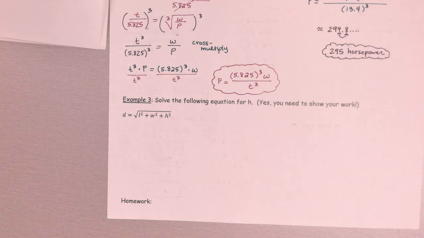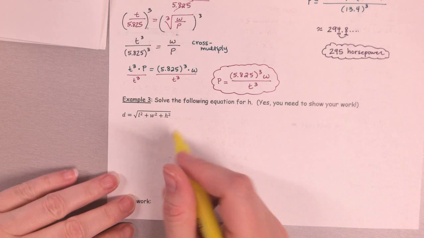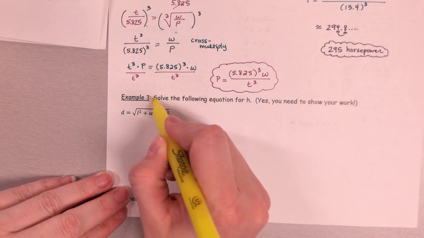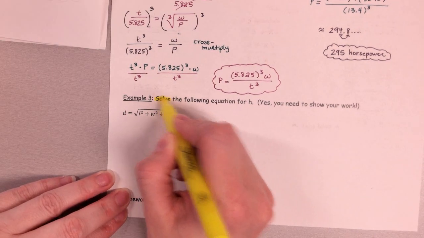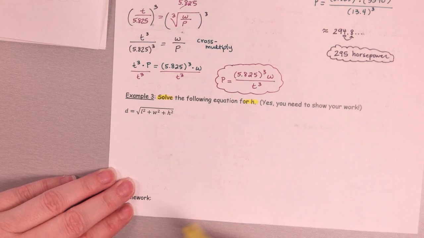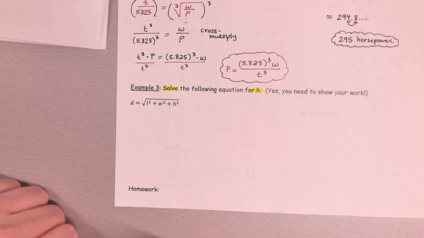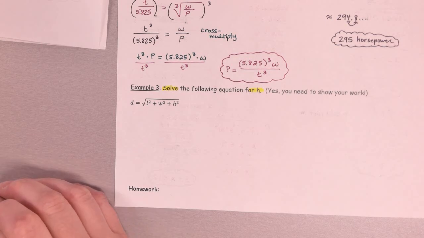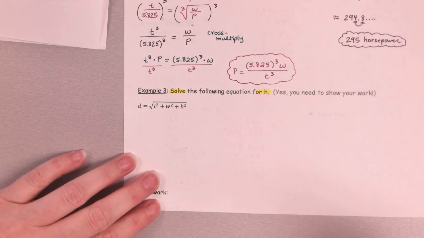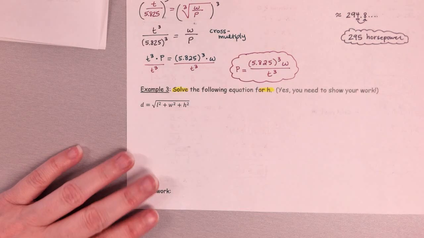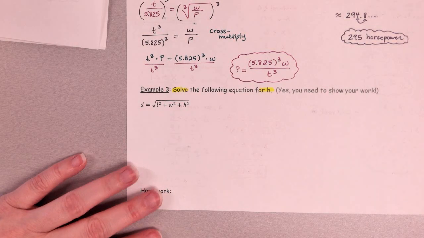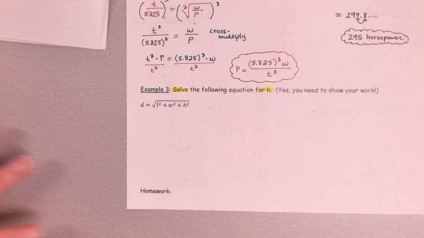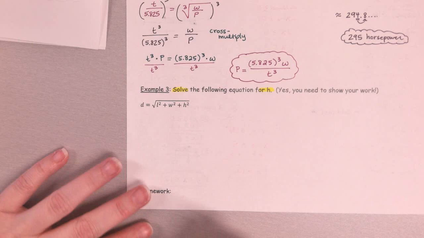Okay. All right. Now, for example 3, this is what I was telling you about: how you're going to solve the following for H. I said yes, you need to show your work, which must have been somebody giving me sass about not showing your work. So yes, you do need to show your steps. The whole thing about this is showing how you're getting to the equation, what operations you're performing.